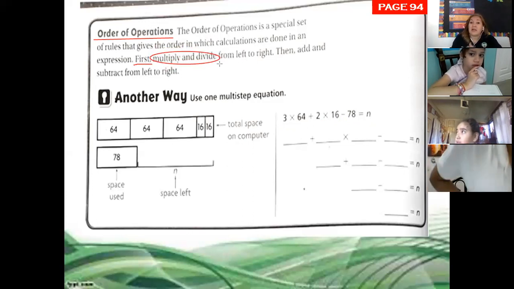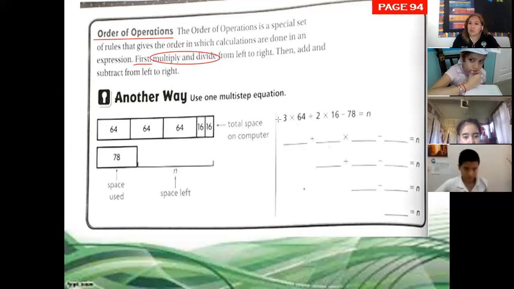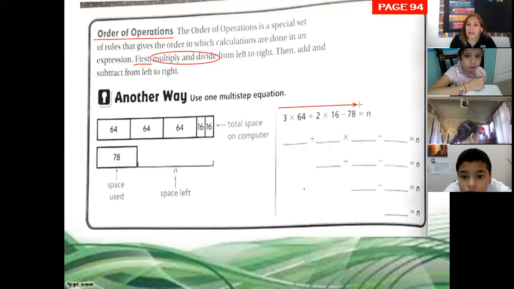Depends. La operación que le salga primero. If you have the multiplication first, multiply. If you have the division first, divide. Ahí sí que depende del orden de ellas. La que le salga primero, that's the first one you have to do. Okay, from left to right. This is the order you have to follow.